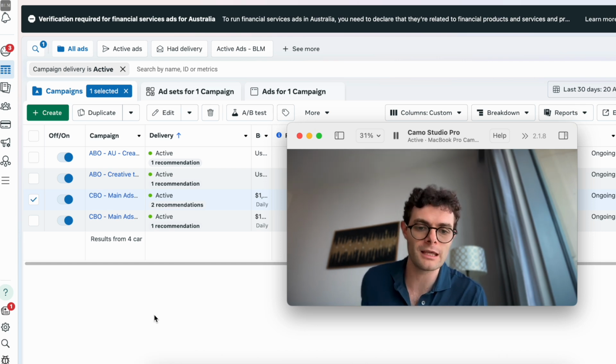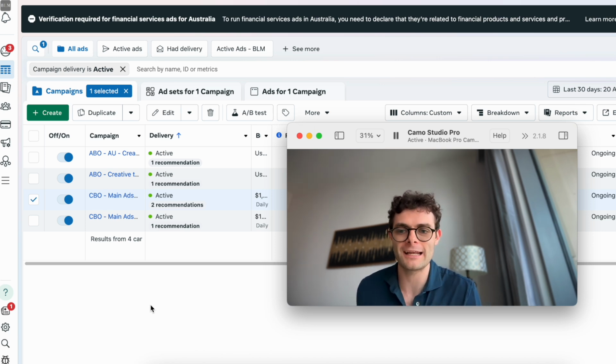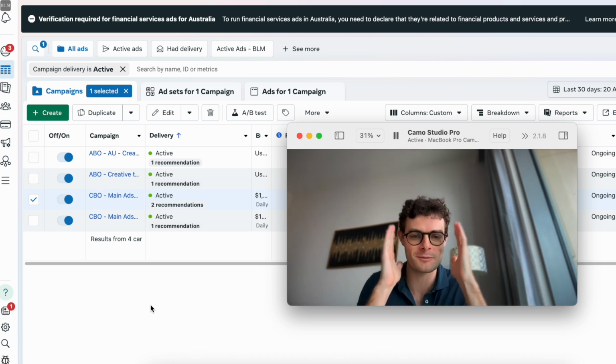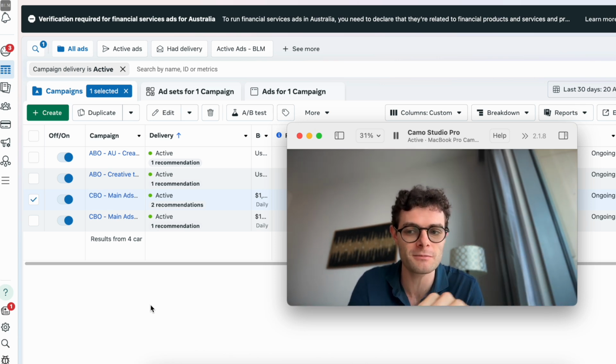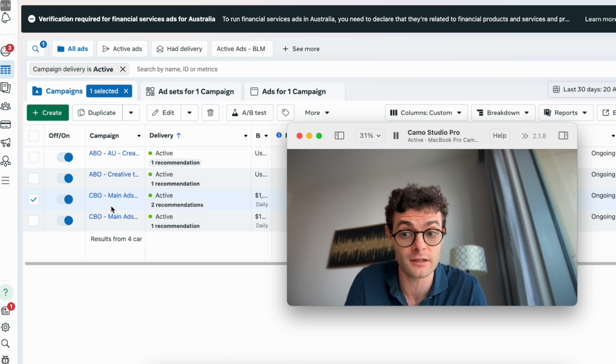Why do we have it in the ABO as well? Because if it doesn't work in the CBO, guess what? It can work in the ABO. I know that I'm talking about ABOs and CBOs, maybe you're a bit confused, but if it doesn't work in the CBO, it doesn't mean that it's just not going to work overall. It just means that it's not as scalable as your best winner in the CBO campaign.